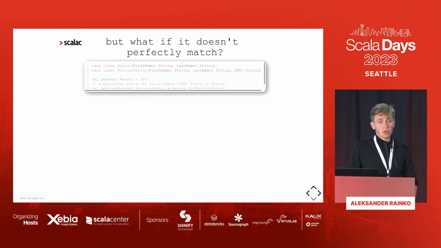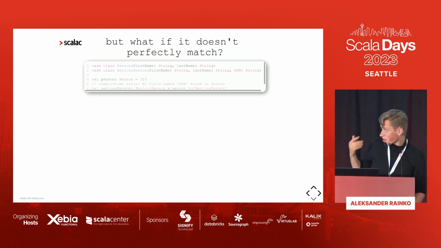All right, but more often than not, the models that we operate on do not match one-to-one. There can be fields missing, maybe more fields, different types, etc. Right? So what can we do in this case? Another example, we have another pair of case classes. Now we have a Person that has a first name and a last name, and a SeriousPerson that has a first name, a last name, and an SSN, which stands for a social security number.